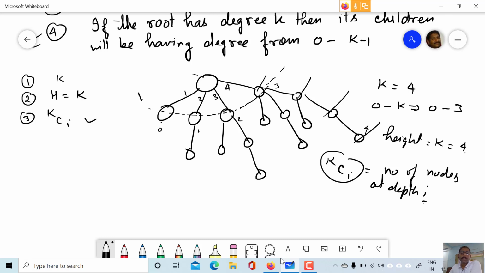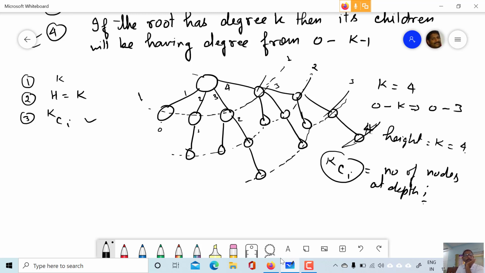Okay, what is depth 2? Depth 2 is this one. This is depth 2. What is depth 3? Depth 3 is this one. These nodes are on depth 3. Okay, this was depth 2, this was depth 1, and what is depth 4? This single node is at depth 4. So this is depth 4. What is k? k is 4.